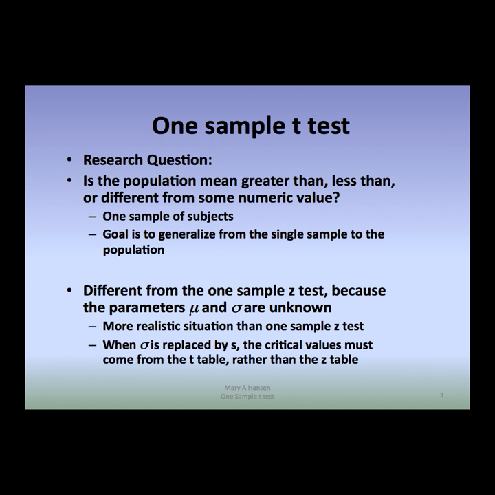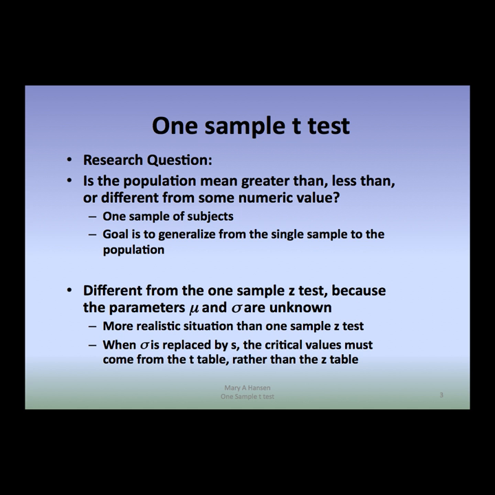The one-sample t-test is used to answer the same research question that the one-sample z-test is used to answer. These questions relate to a single population mean. Questions such as, is the population mean greater than, less than, or different from some numeric value are answered with the one-sample t-test. Again, the one-sample t-test is appropriate when you have a single sample of subjects and the goal is to generalize from that single sample to the entire population.